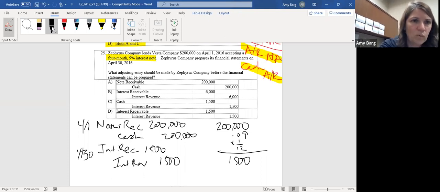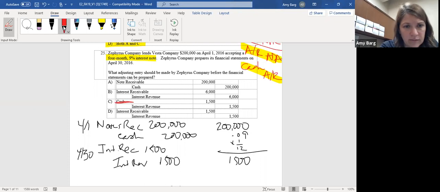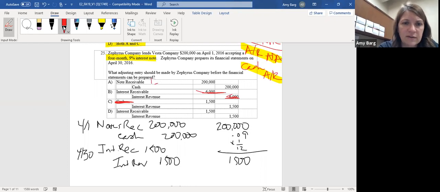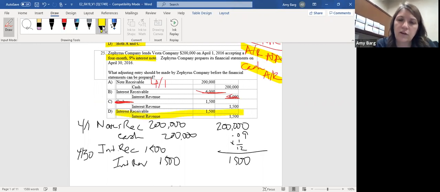So we're not going to get the cash right now. They're going to pay us in a couple months. So C isn't right. And it's for $1,500, not for $6,000. So this one's not right. And the note receivable cash, this is the thing that we did already. We did that on April 1st. So that is not the right answer. The answer here is this interest receivable, interest revenue for $1,500.